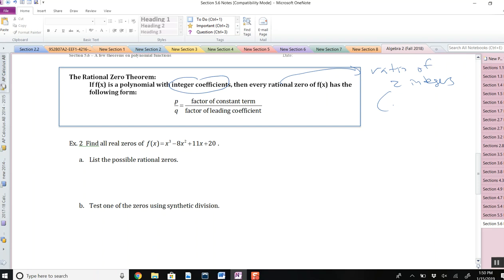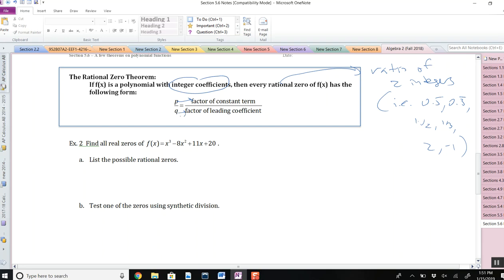Remember, rational numbers, examples are like 0.5, 0.3 repeating, 1/2, 1/3, even numbers like 2 or -1, those are all rational numbers. We'll have the following form: P over Q. P represents the factors of the constant. Q represents the factors of the leading coefficient.